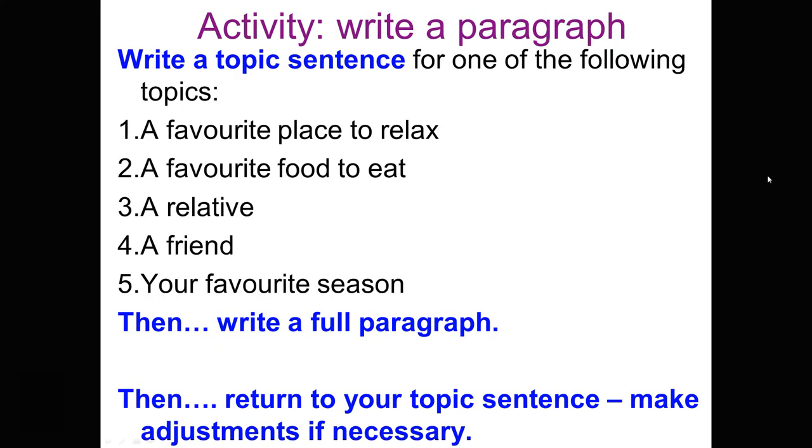This is another activity that we're going to have a go at doing. Writing a topic sentence for one of the following topics. You can choose a favorite place to relax, a favorite food to eat, a relative, a friend, your favorite season. Once you've chosen that and written one topic sentence, then write a full paragraph. That's a really good way to put this into practice. If you get stuck, go back over the slides that I've talked about previously, and perhaps familiarize yourself with that, or talk to Fiona and she will help you out. Then at the bottom, return to your topic sentence and make any adjustments that you need there.